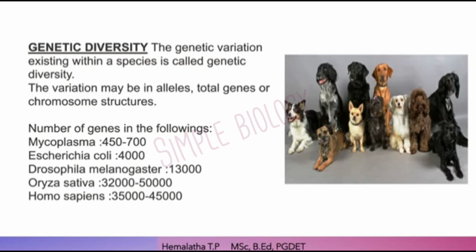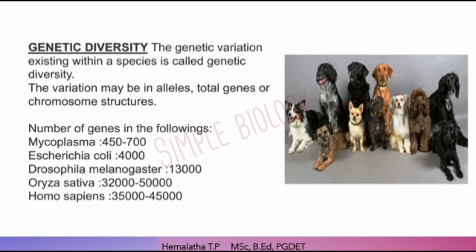The habitat where we live also contributes to the diversity of the organism. That's why even among ourselves we can see the changes. One individual won't look like another because there is genetic variation, and this is called genetic diversity. The genetic variation existing within a species is called genetic diversity. The variety may be because of alleles, or because of total gene arrangement, or due to chromosome structure.